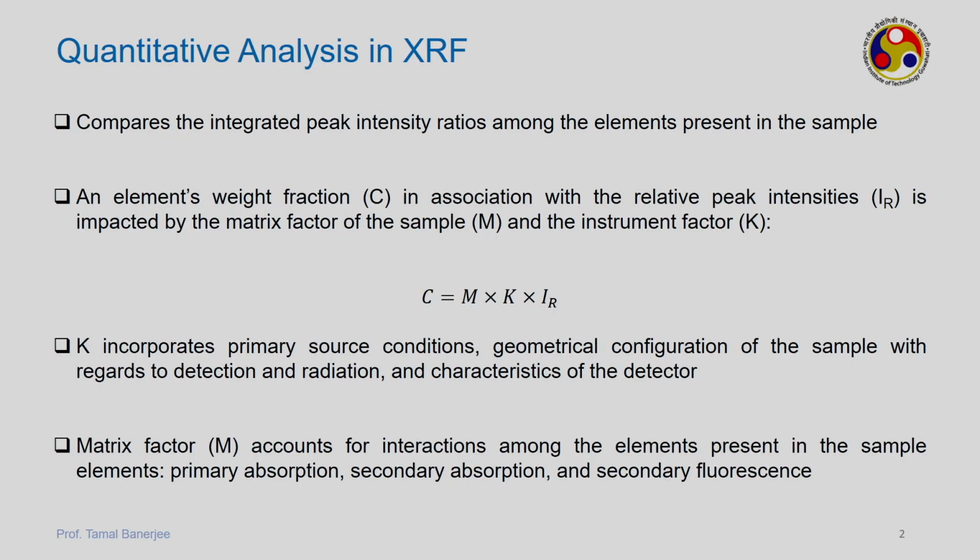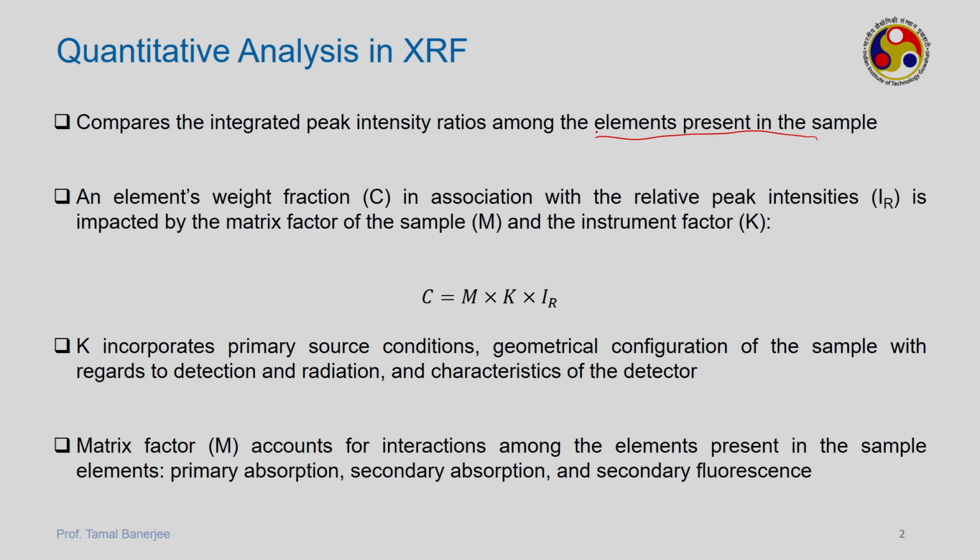So, continuing with our previous lecture, we saw X-ray fluorescence spectroscopy and its governing principles. Now, we want to quantify. If we want to quantify, how do we compare? We compare the integrated peak intensity ratios. The peaks, wherever they lie, how do they compare with the other peaks? That is called peak intensity ratio. The ratios will tell us the proportion of elements present in the sample.